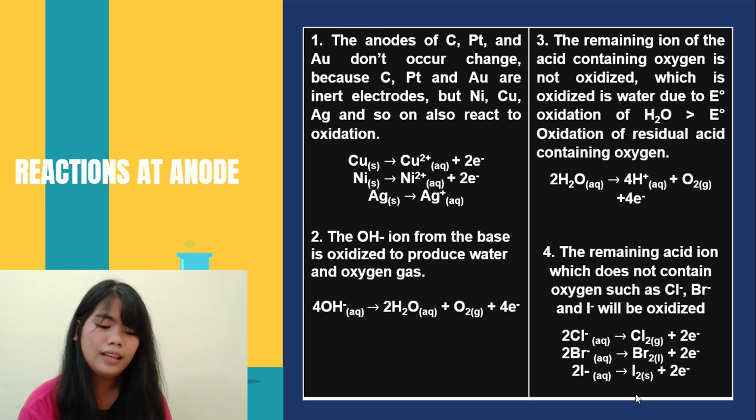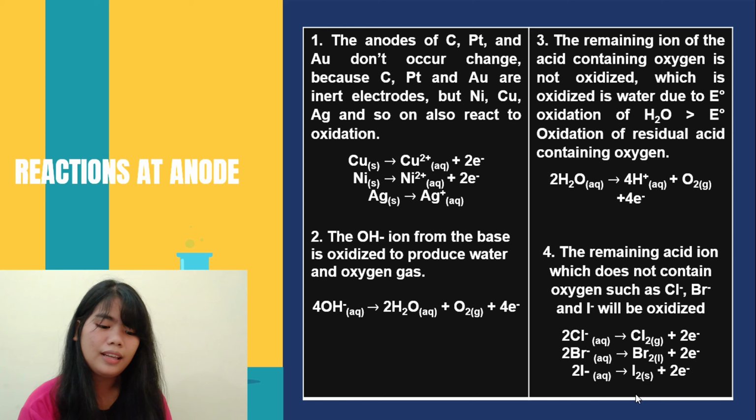And fourth, the ions originating from the fuse of the alkaline compounds are reduced and then deposit in the cathode. Example like sodium ion, magnesium ion and calcium ion. The slide before is the reaction at cathode.